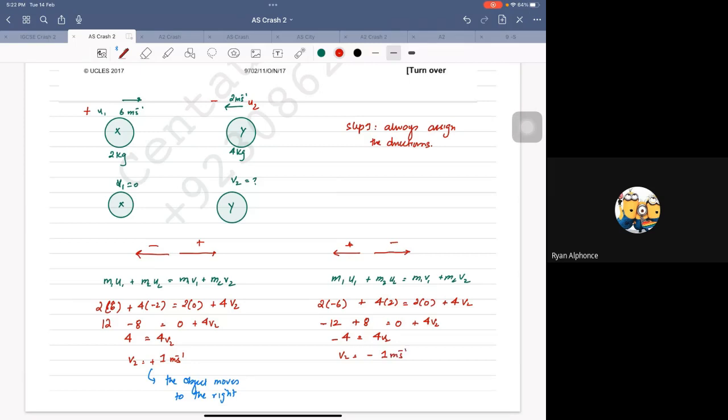Now, even doing this, although the answer seems different, you just need to understand that in this case we have taken negative as the right side, which means the object moves to the right. So the end result, whether you take right as positive or right as negative, does not change. Do you guys understand this?